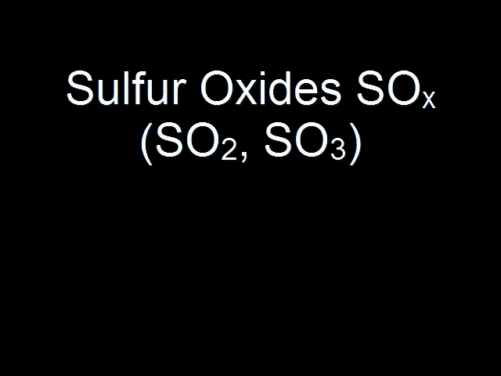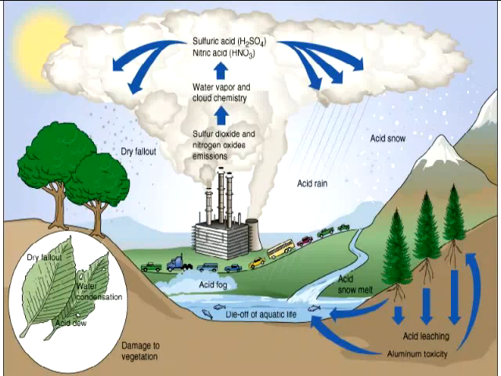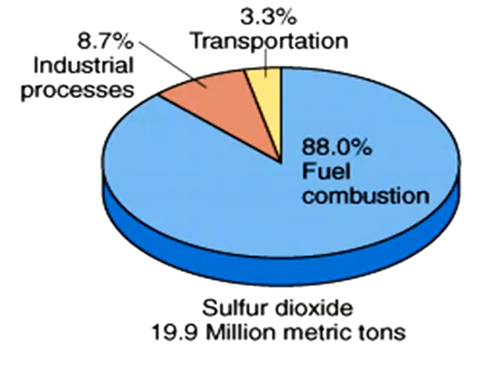Sulfur oxides are colorless and have an irritating smell. They affect humans by impairing breathing, and they affect nature particularly because they lead to acid deposition in form of sulfuric acid. The main culprits for sulfur oxide emissions are coal-fired power stations.